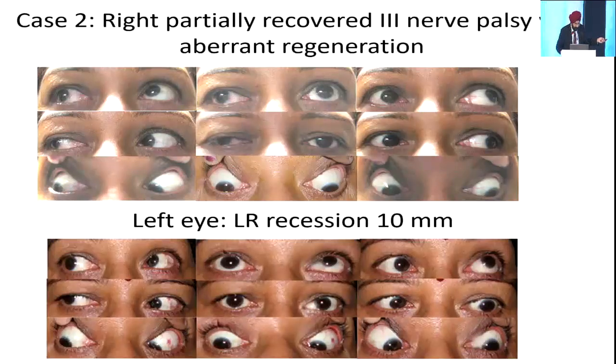Now, in cases of aberrant regeneration, as you can see in the picture above, where there is an adduction and ptosis improvement, you need to operate on the contralateral eye, and that's a discussion you need to have with your patient. You can see here we've done the left eye lateral rectus recession, and that has actually corrected the ptosis along with correcting the exotropia.